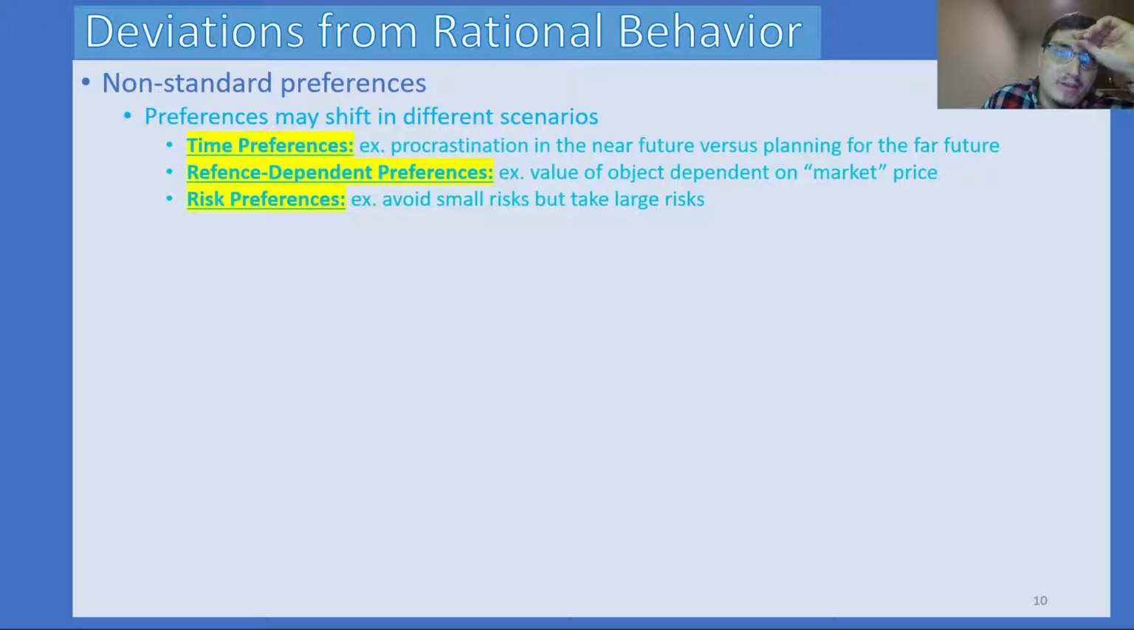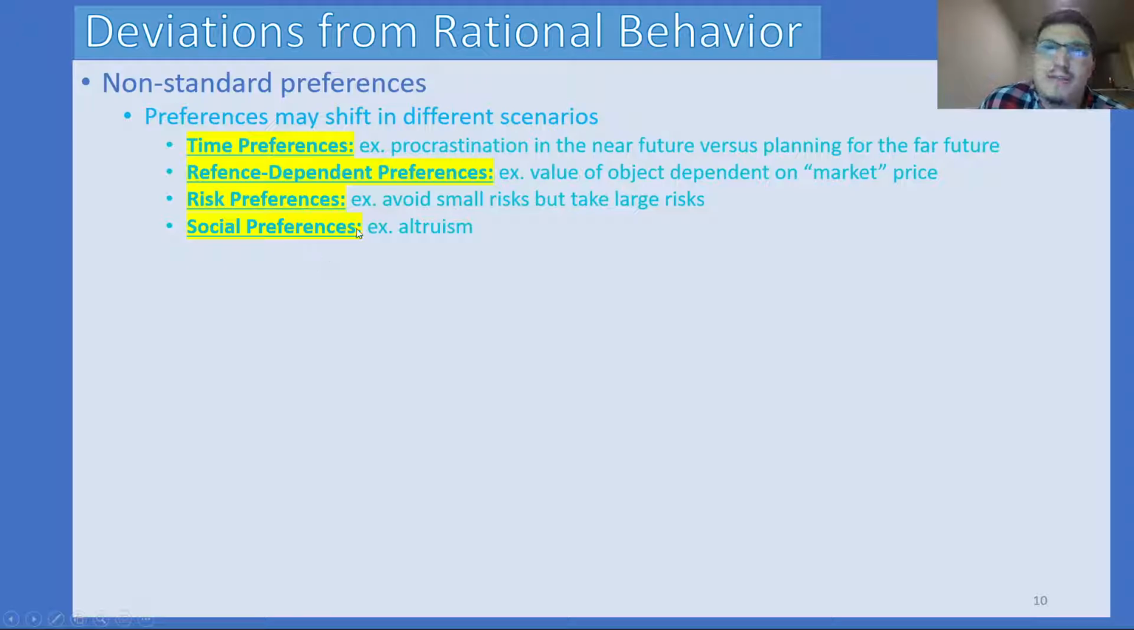Next is risk preferences. Maybe they avoid small risks. They won't take a very small gamble, but they will take a very large risk. And primarily when these risks are very favorable, they have a positive expected payoff. So they avoid small gambles with positive expected payoffs, but they'll take large risks with positive expected payoffs, like investing in stocks, for instance.